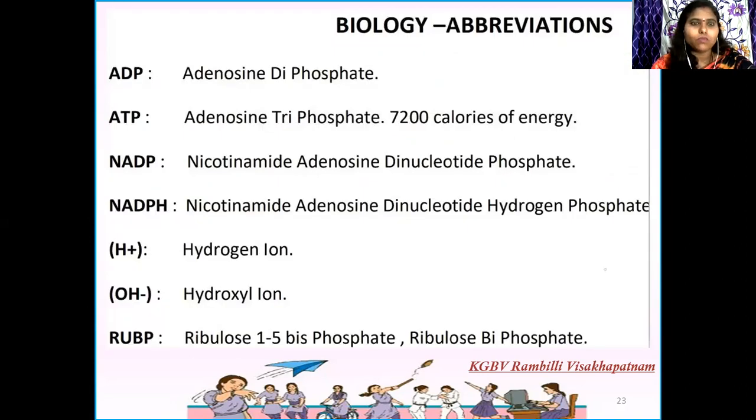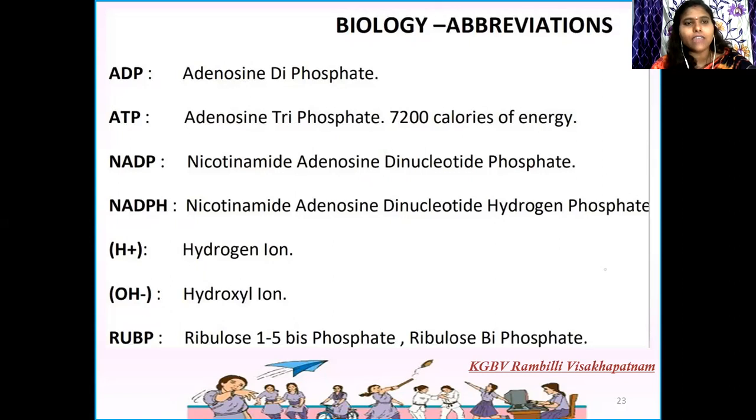Next belongs to this first lesson. Abbreviations are also there to practice. Just 1, 2, 3, 4, 5, 6, 7. Only 7 abbreviations are there related to this lesson.